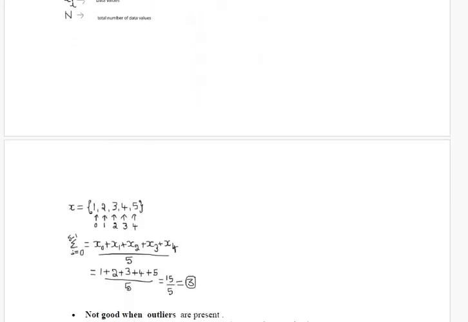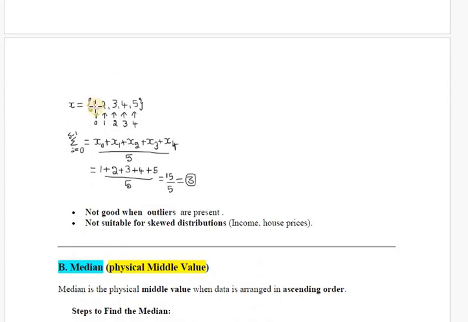We'll see one example. Take a data set of 1, 2, 3, 4, 5. Then assigning x0, x1 to x3, x4 values, we get the mean as 3. This is the way of calculating the mean.